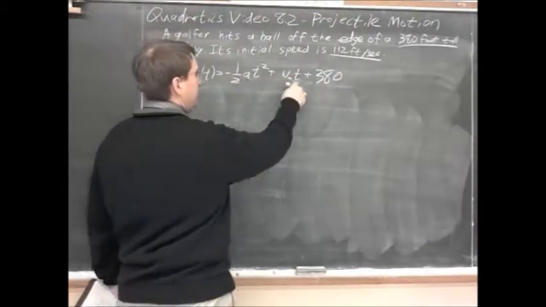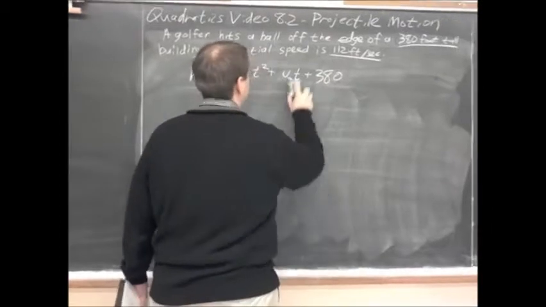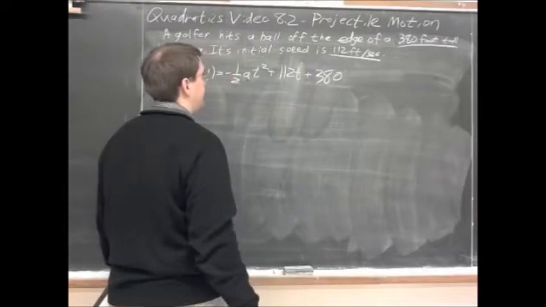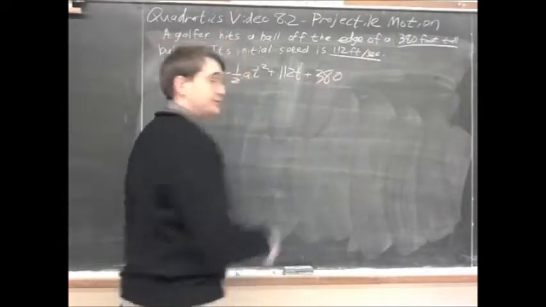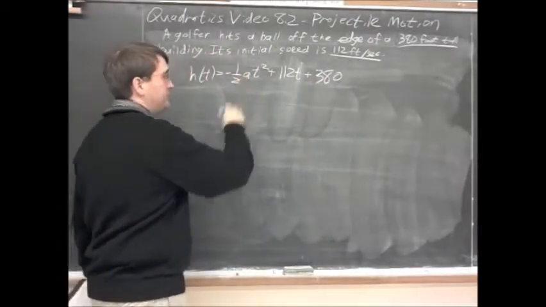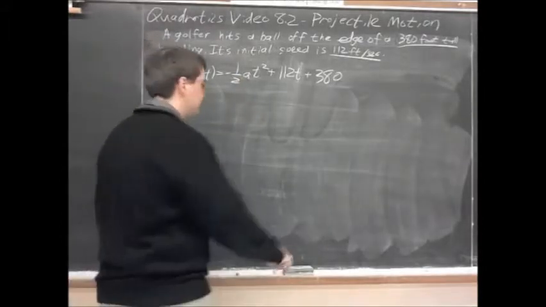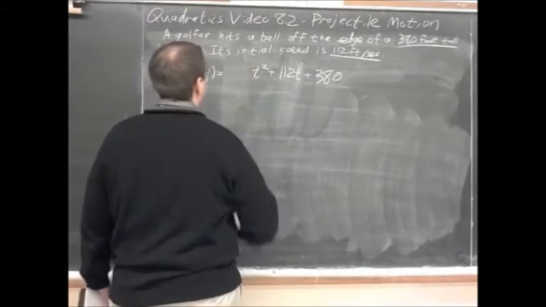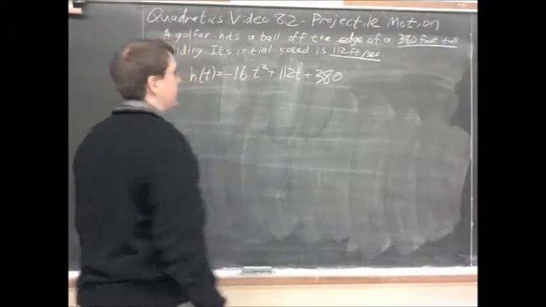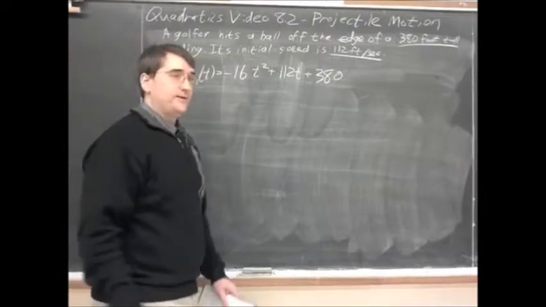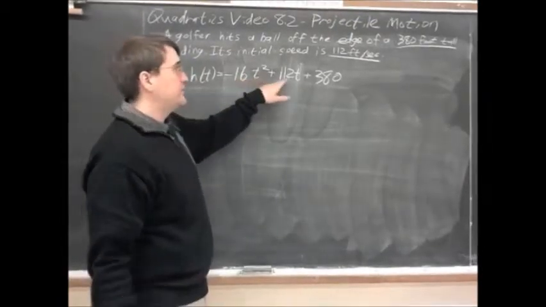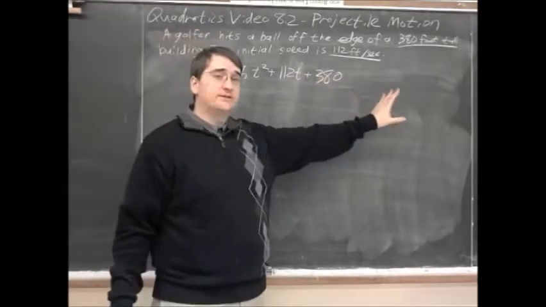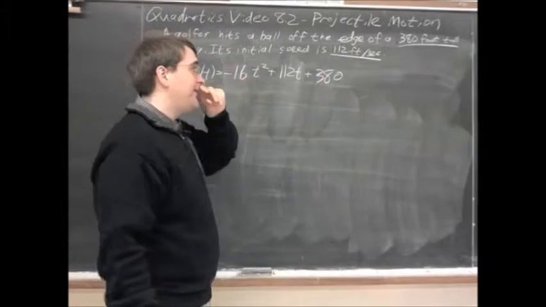The initial speed, 112 feet per second. So we have 112 t there. And because both of these are measured in feet, the value for a will be 32. And so -1/2 of 32 is -16. And so my equation that gives me the height as a model of time is -16 t squared plus 112 t plus 380.